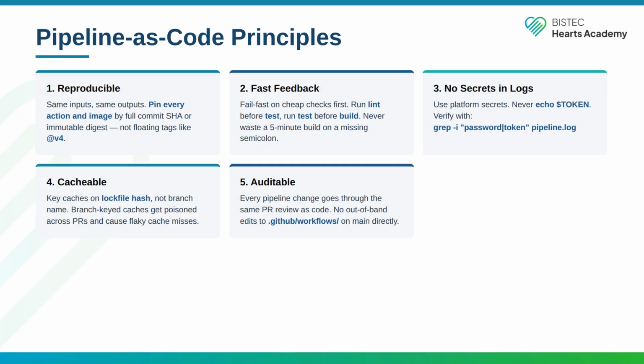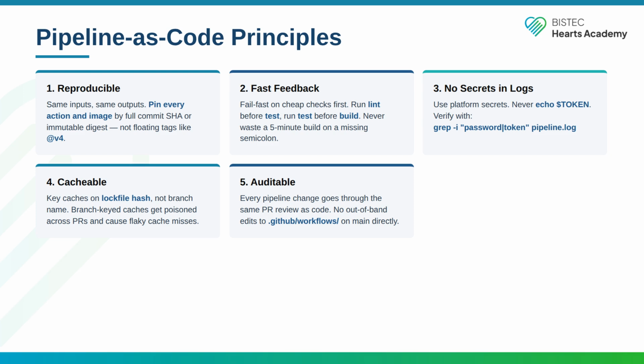5 principles underpin every good CI pipeline. Reproducible. Pin every dependency. Actions by SHA. Docker images by digest. Language versions in a lock file. Fast feedback. Run cheap checks first. Lint before test. Test before build. If lint fails in 30 seconds, don't make developers wait 8 minutes for the build to fail.